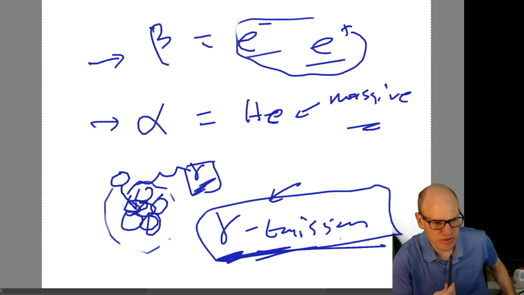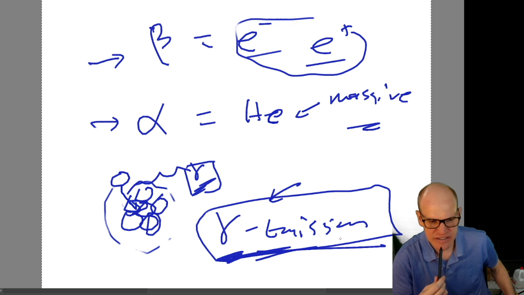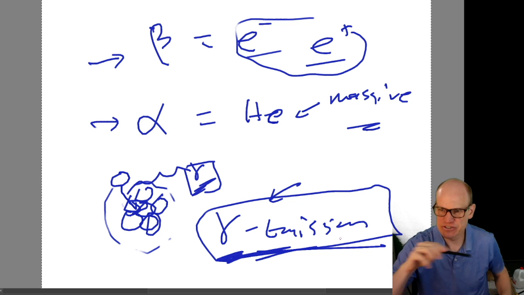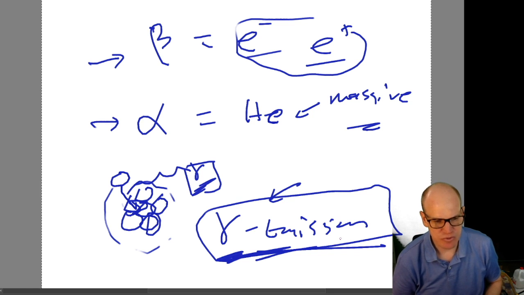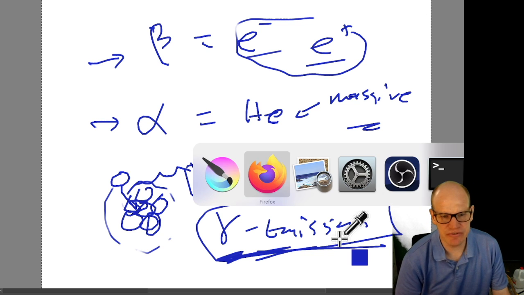Let's see. If I recall correctly, lead concentration was used to figure out the age of the Earth. Yeah, that's probably true, because the amount of lead compared to the amount of uranium tells you how much uranium you started with, and how much of that converted into lead, is one way to do it. Okay, so those are the different forms of radiation: alpha, beta, and gamma.